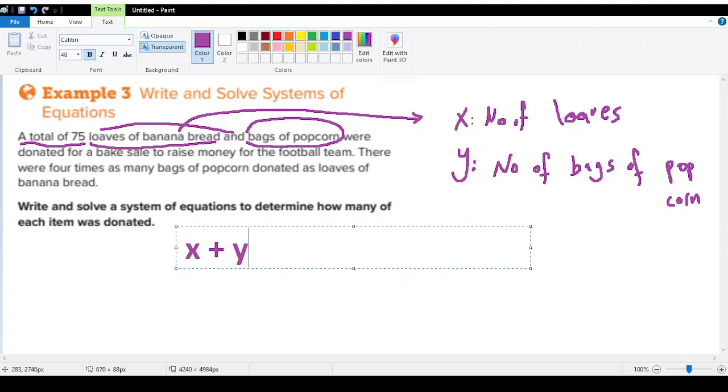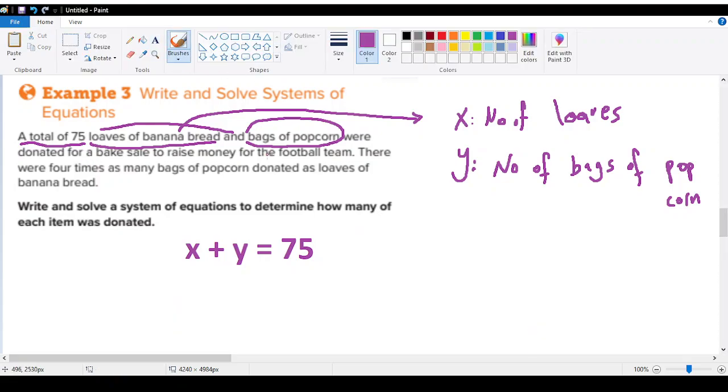X plus y equals 75. Thank you. And we said that x represents the number of loaves and y represents the number of bags of popcorn. Thank you. Now let's read the second line. These goods, we have 75 pieces and we are going to give them to a bakery shop. Now they will sell it, and the money from the bakery shop we are going to use.